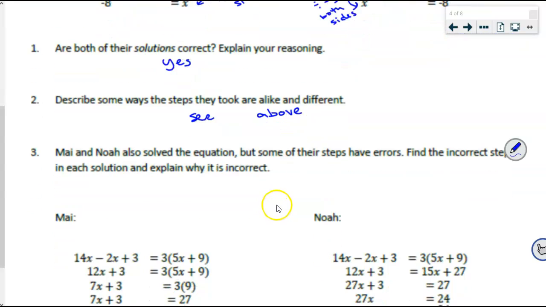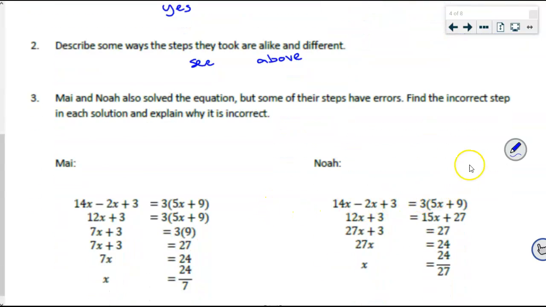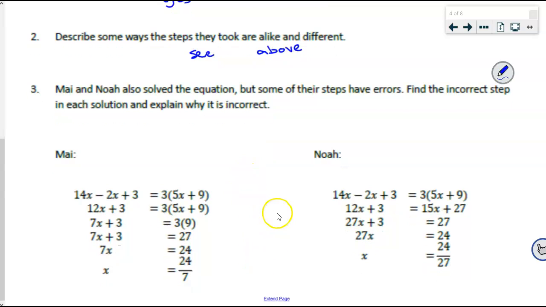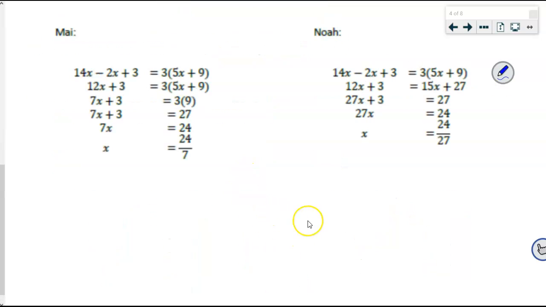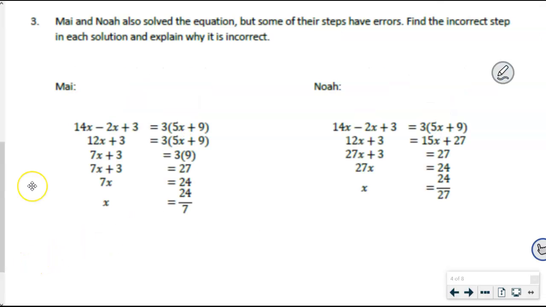Maya and Noah also solved the equation, but some of their steps have errors. Find the incorrect step in each solution and explain why it is incorrect. Same equation, which we've now solved correctly twice, so hopefully you can find the error with your groups. Ready, set, go. Pausing the recording now. Okay, what's the mistake that Maya made? Here's Maya. What mistake did Maya make?